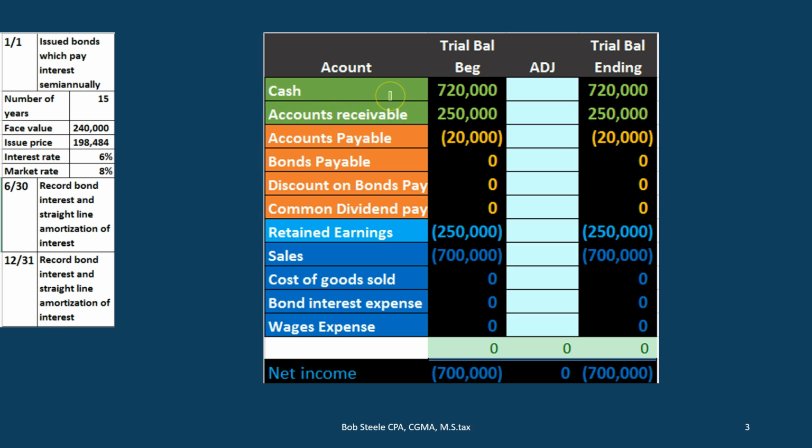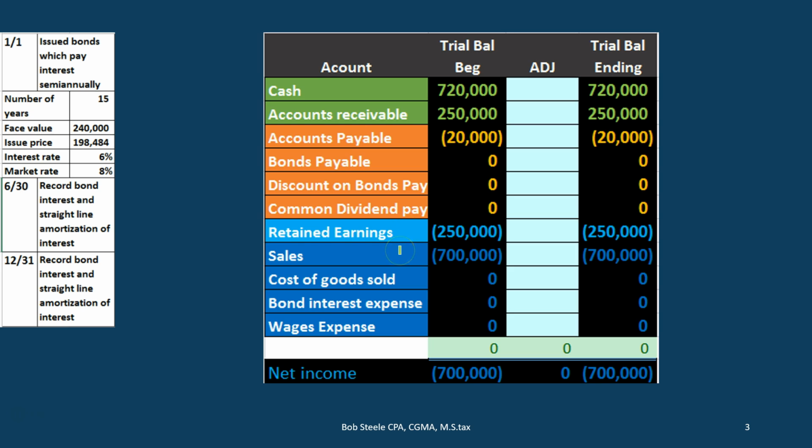In the trial balance, we're going to have a simplified trial balance where we have just a couple assets, those assets being cash and accounts receivable. We've got the liabilities, accounts payable. Then where we are focusing in this area will be the bonds payable, the discount on the bonds, and then we've got the common dividend payable as another liability. Then we have the equity section, and only thing in there at this time, retained earnings.